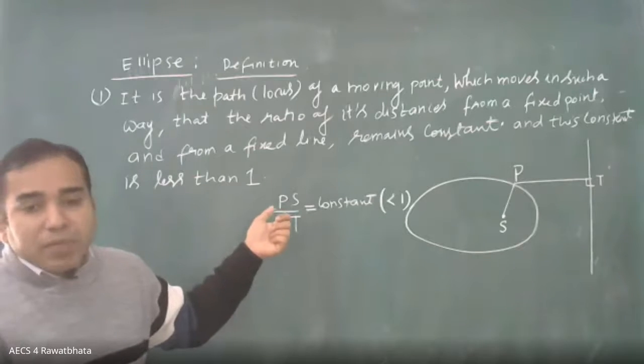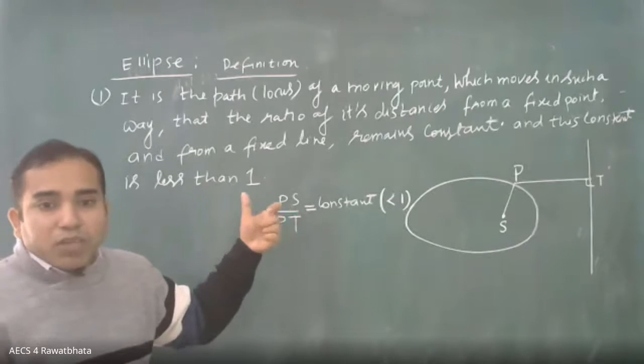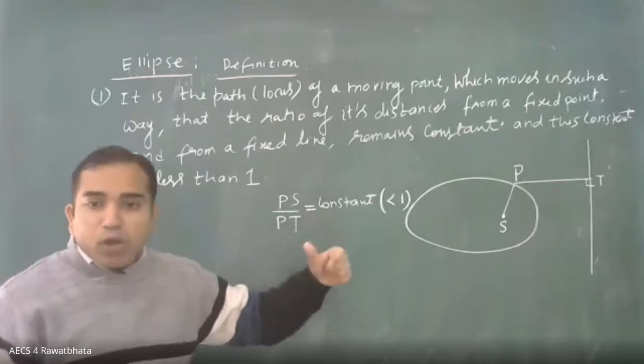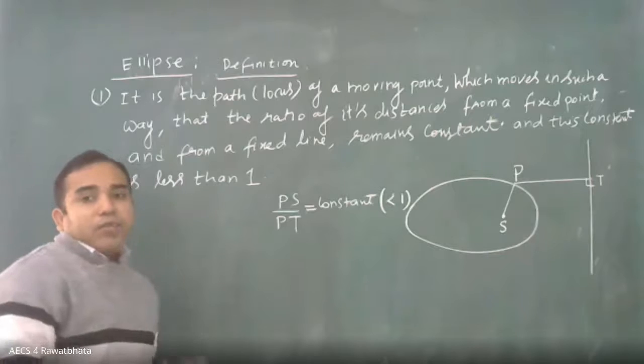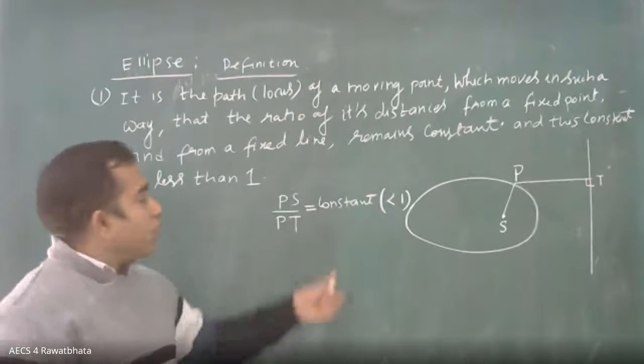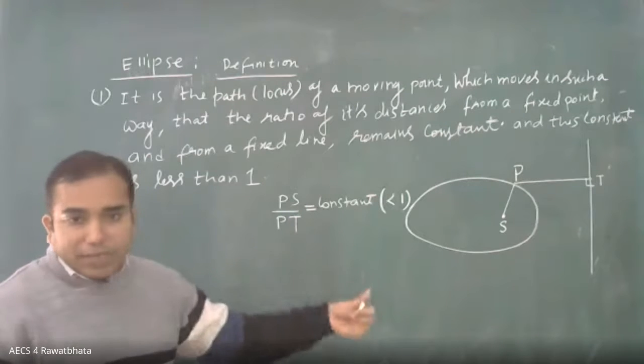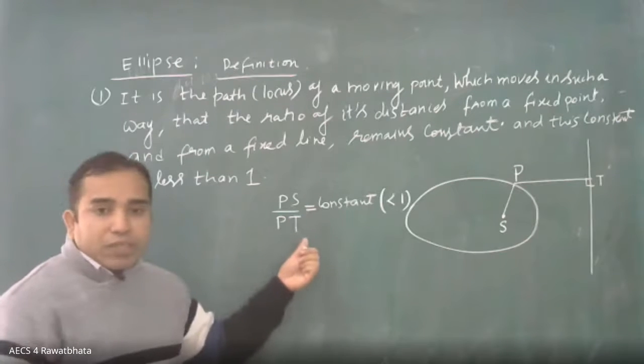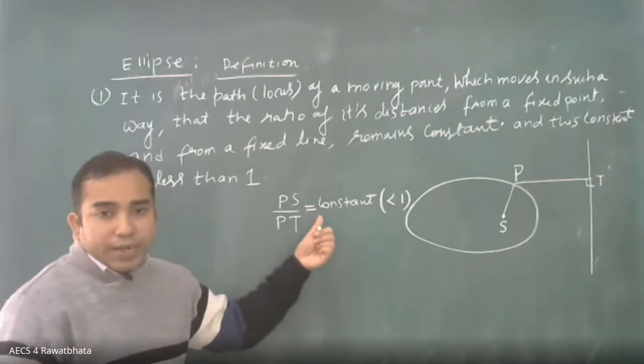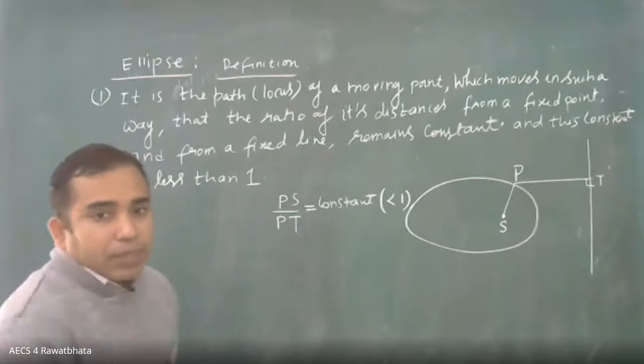Can someone tell me, if you remember, what was this constant for parabola? What is it, 1? Yes, correct. For parabola, the value of this constant, this ratio, is 1. For ellipse, it is less than 1. Of course, this is the ratio of distances, so it has to be positive only. It can never ever be negative, right?